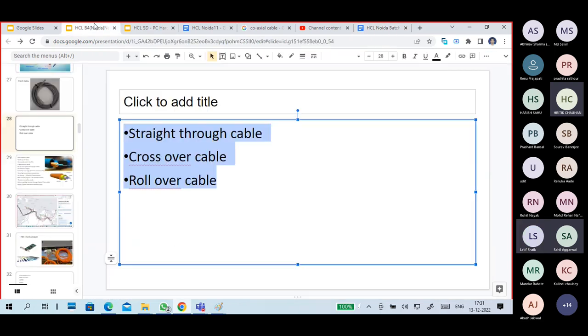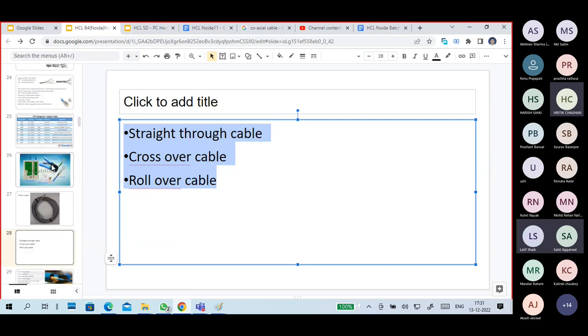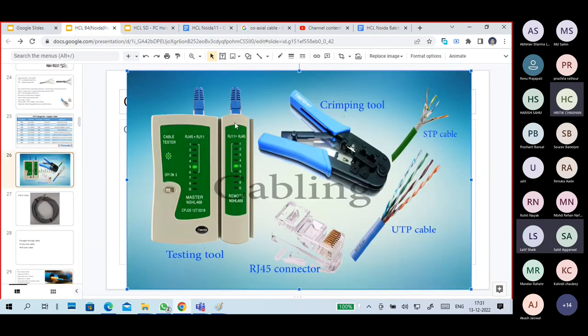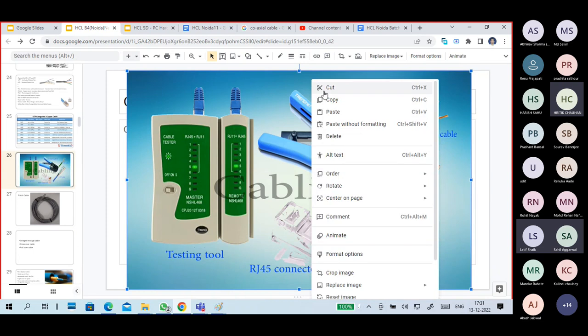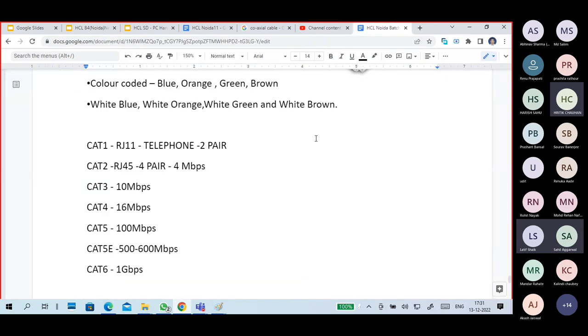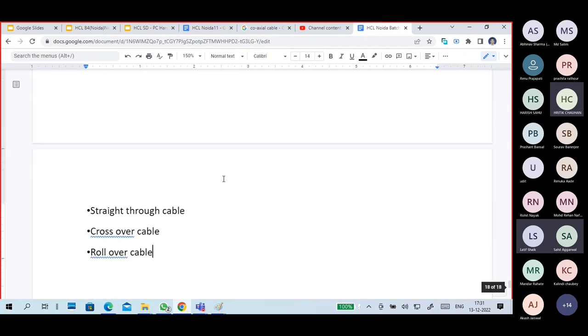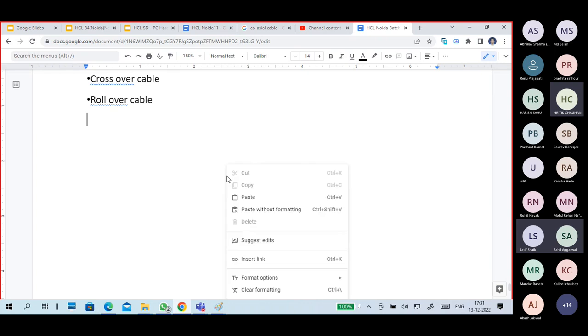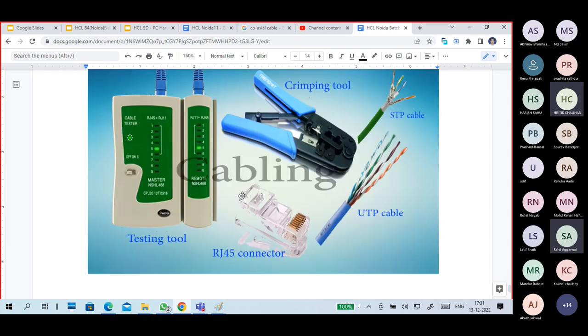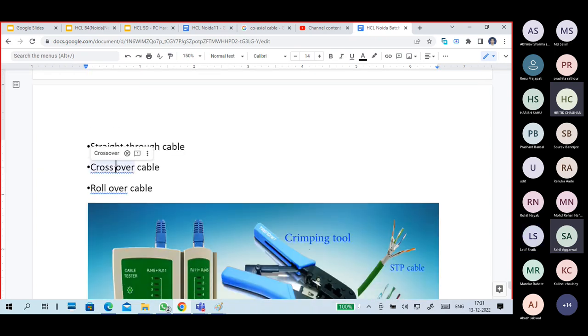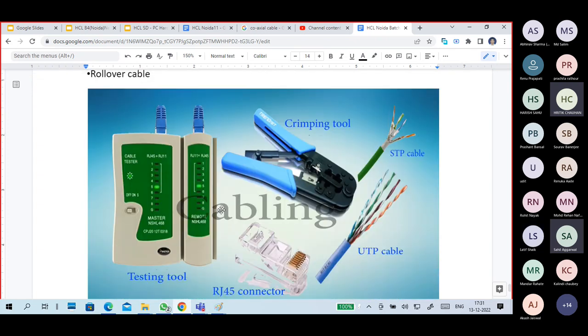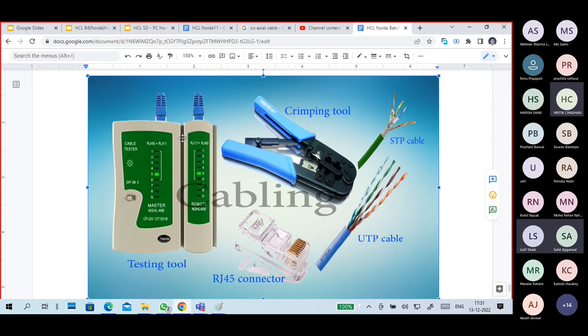Of course, there are pictures, guys. This is a beautiful picture of different tools we use in the network. Different types of tools you use in the network are like this. It is a testing tool.